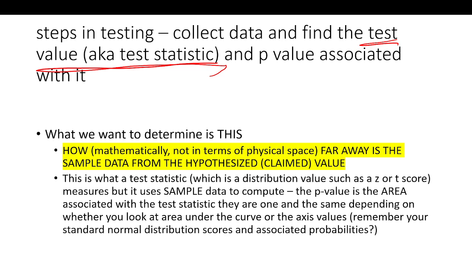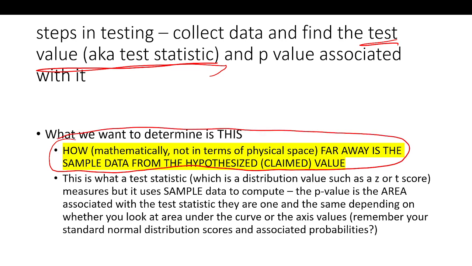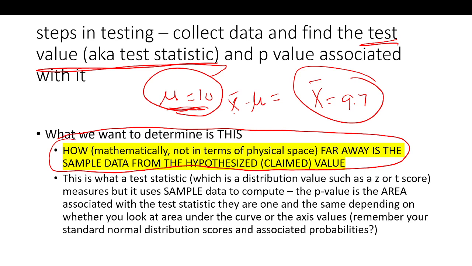So what does a test statistic do? A test statistic, essentially, regardless of what test you're running, and there'll be a lot of others, determines how far away the sample is from the hypothesized claim value. In other words, if our hypothesis is 10 and our sample x-bar is 9.7, the distance here is going to be this minus this. This is similar to what the standard deviation metric does. So the distance from our sample mean to our hypothesized mean is going to be, in this case, negative 0.3.